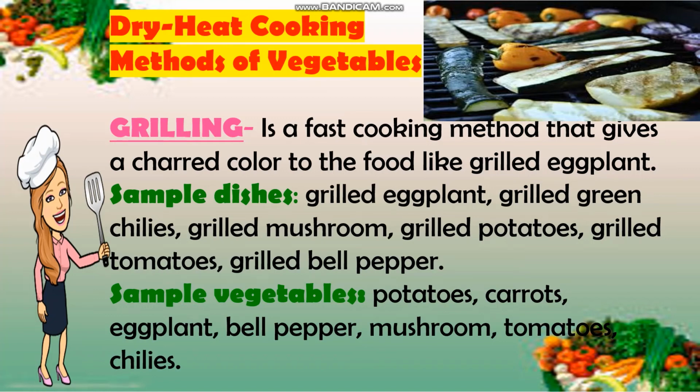Grilling is a fast cooking method that gives a charred color to the food. Sample dishes: grilled eggplant, grilled green chilies, grilled mushroom, grilled potatoes, grilled tomatoes, grilled bell pepper. Sample vegetables are potatoes, carrots, eggplant, bell pepper, mushroom, tomatoes, and chilies.